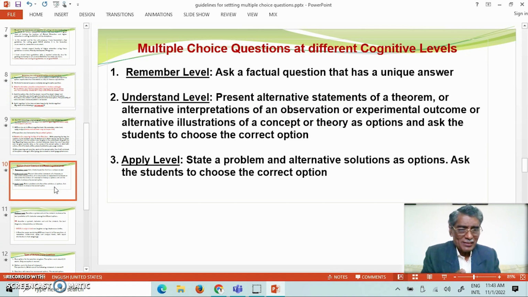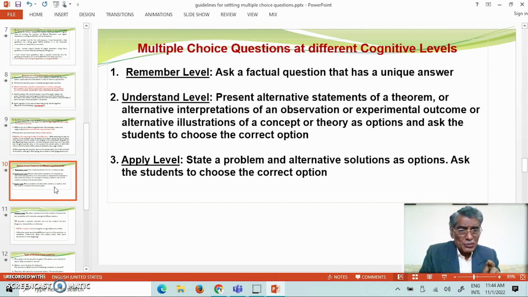Now let us see the multiple choice questions at different cognitive levels, at different thinking levels, at different learning levels. Remember level: very simple. Ask a factual question that has a unique answer. Understand level: present alternative statements of a theorem or alternative interpretations of an observation or experimental outcome or illustrations of a concept or theory as options, and ask the students to choose the correct option.